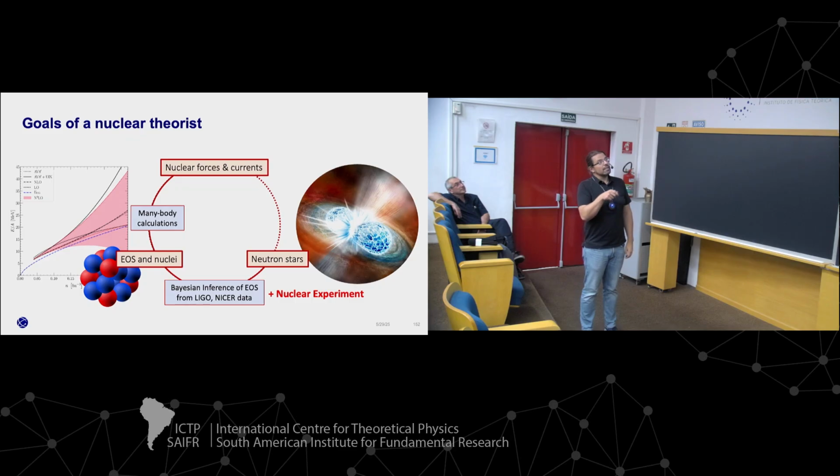And so the idea is we start from some nuclear forces, we do a many-body calculation, we calculate the equation of state, and then we can learn about the nuclear forces. But we can also use Bayesian inference of the equation of state from astrophysical data, predict the properties of neutron stars, and compare to this data, and then learn about the nuclear forces. So this is the loop we would like to do.